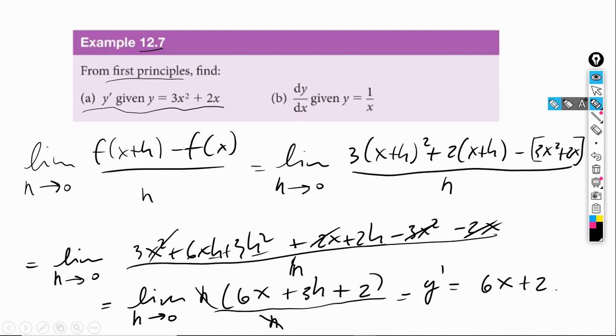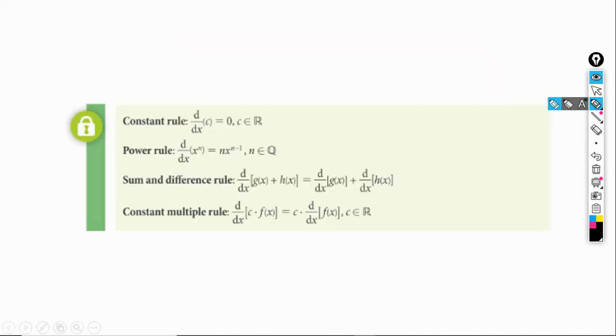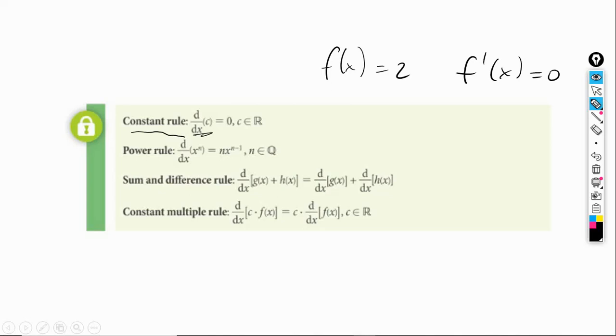Okay, now I realize that I'm not going to do b because it's the same as exercise 10 from the last practice, so I'll leave this one for you guys to do. Okay, so on the next slide we have some of the more general rules and a quicker way to do derivatives. So the first one is the constant rule, which says that the derivative of a constant equals 0. That means that if you have f of x equals 2, then the derivative of that is 0.